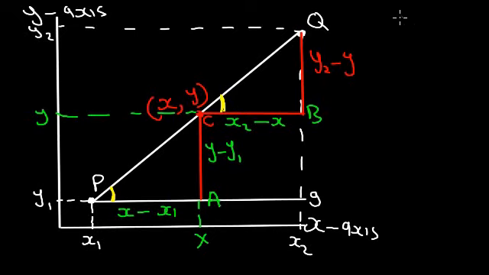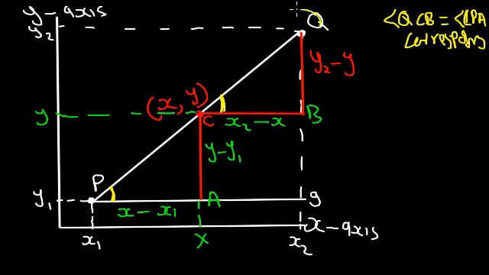So let me write that statement over here: angle QCB is equal to angle CPA. Why? They are corresponding to each other. Perfect. Now, what about angle CQB and angle PCA? What can you say about them?